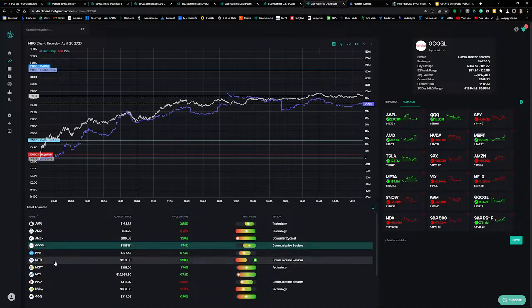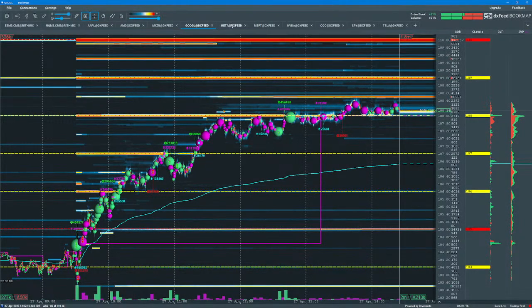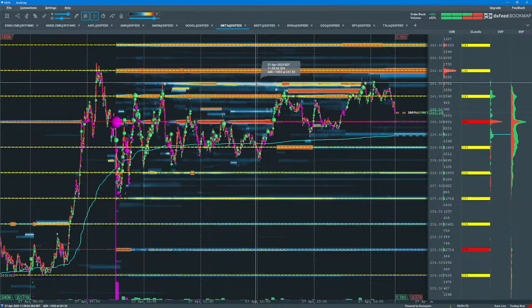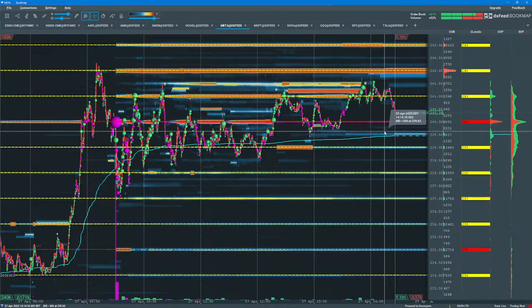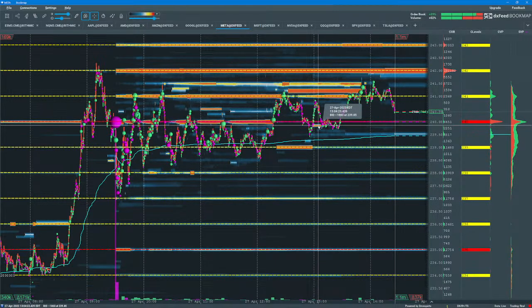All right, the next is Meta. And pretty choppy session in Meta after such a strong up move. Let's just go take a look at Meta in Bookmap. So a pretty choppy session. Looks like the move was definitely pre-market, after the close yesterday, up to the open today, and then just chop after that.